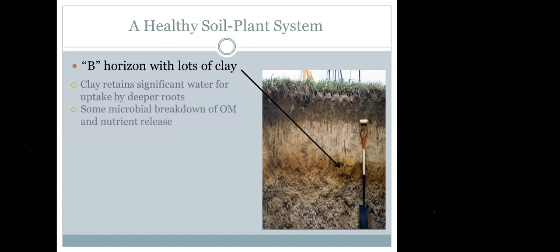And of course, it's not as much as what happens in the A horizon, but there still is microbial breakdown of organic matter, and thus the release of nutrients occurring in the B horizon. It's a small fraction of what happens in the A horizon, but it's not insignificant.